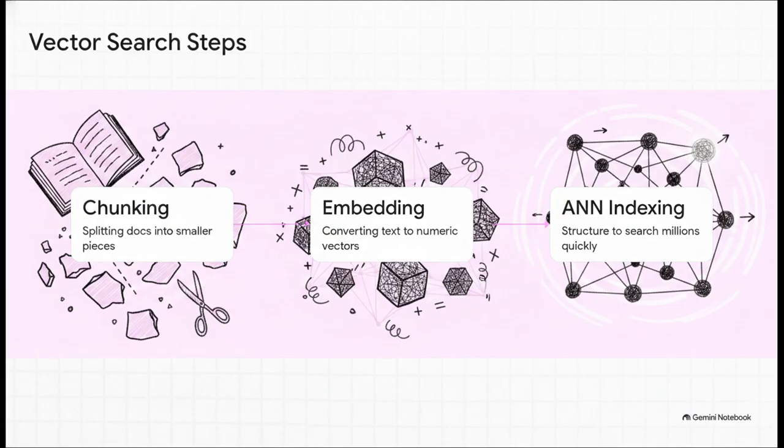And finally, step 3, you store them using what's called an approximate nearest neighbor, or ANN index. Now, this is a special data structure vector databases use, so you can search through millions of mathematical records instantly, without having to manually compare your question against every single one of them.